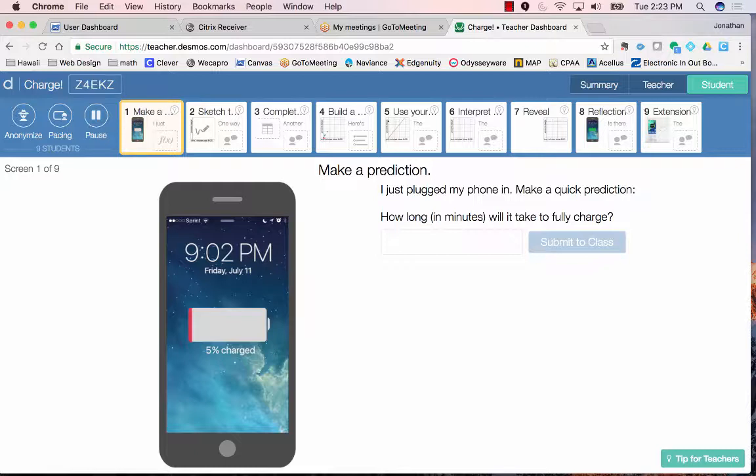So everybody knows and loves their cell phone. I'm sure all of you guys have one. And if you don't, you are extremely jealous of those who do.